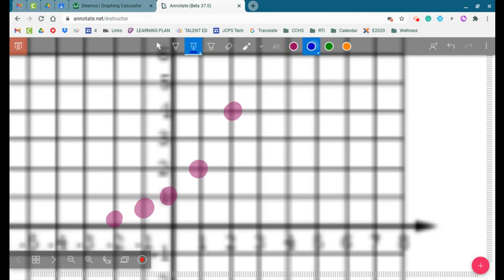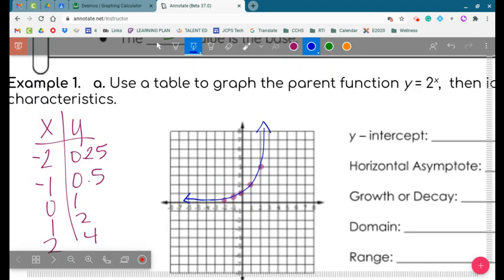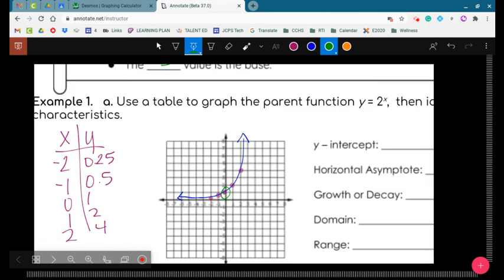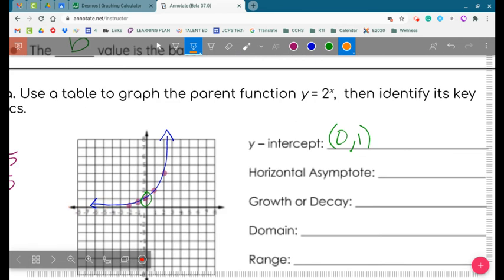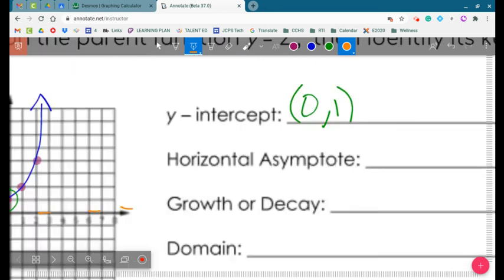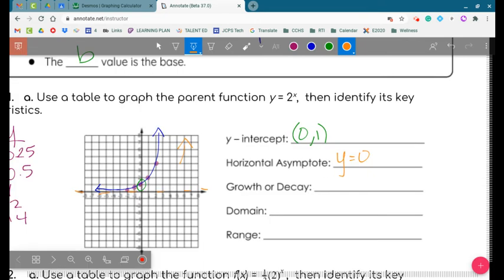So this is our parent function. It grazes at y equals 0 and then goes up. So our y-intercept is (0, 1). Our horizontal asymptote is y equals 0; it gets close to it, but it never crosses. This is going up, so it is growth. Domain is all real numbers. Our range is going up from y equals 0, so y is greater than 0.